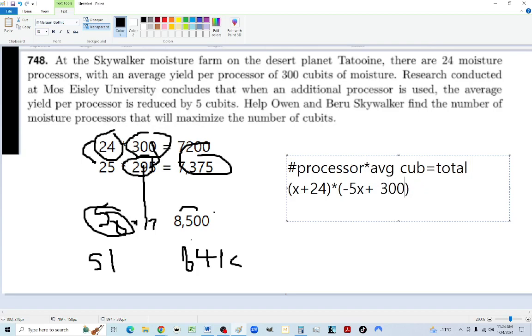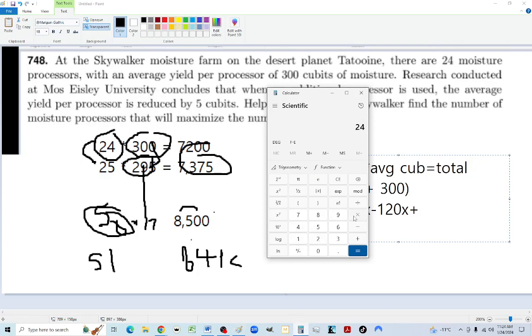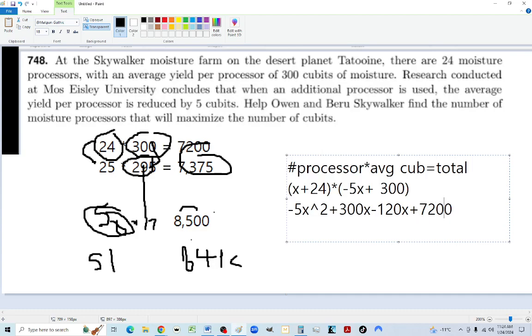And technically you could probably factor that to figure it out, but we're going to use the derivative. So anyway, that's 5x squared plus 300x minus 5x squared, by the way, minus 120x plus 24 times 300. And actually the number's not going to matter, because when we take the derivative, it's going to disappear. We can see 300 minus 120 is 180. And so there, I made a mistake before when I described it, and probably because I didn't do a proper number for the number of processors.